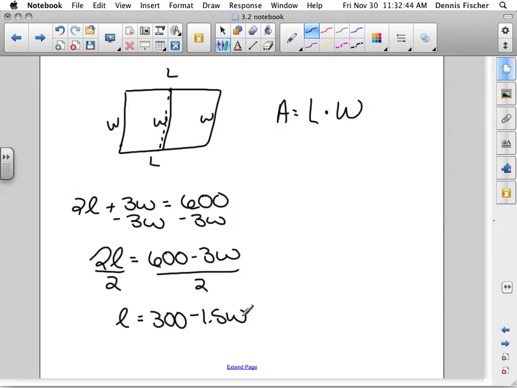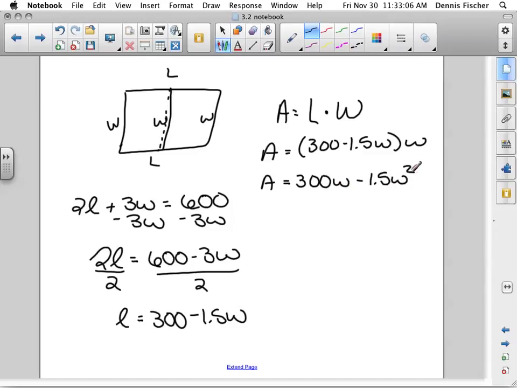Length times width. So I'm going to write area is equal to my length, which is 300 minus 1.5W, times W. Bring it through the parentheses, I'm going to have area is equal to 300W minus 1.5W squared. Right? Now I had length times width up here, so what I did is I took my length and plugged it in. Okay? Now, do I have area in terms of W?